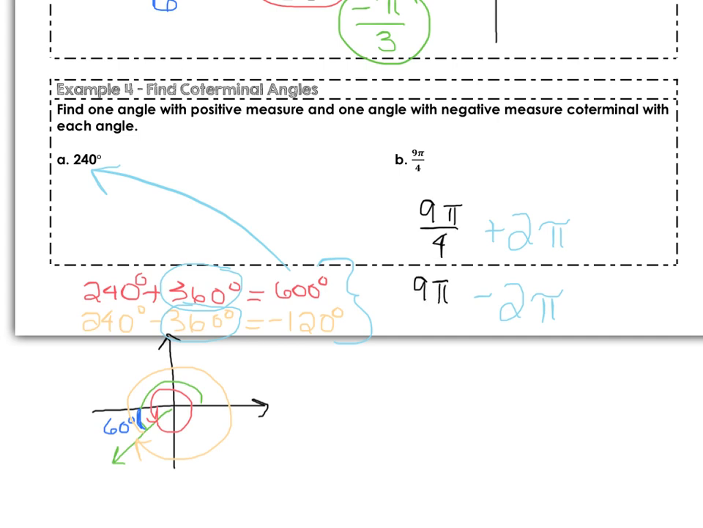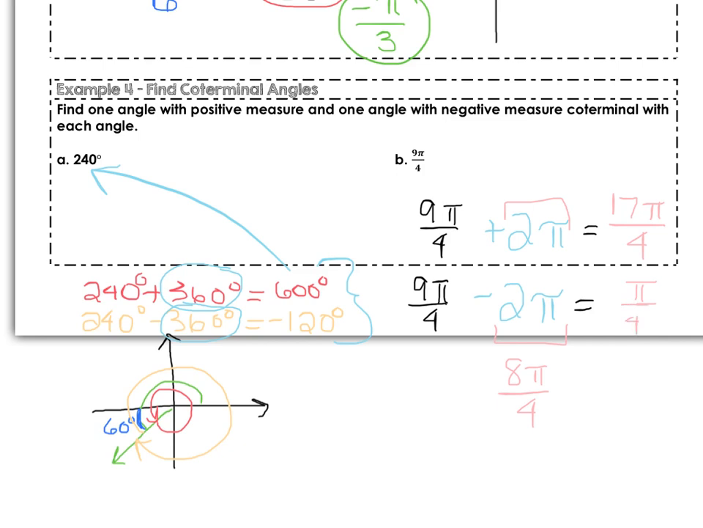So I need to find a coterminal angle that will share the same position via rotating around the circle either in a positive or a negative direction, okay? So it'd be helpful to get a common denominator here. So 2 pi can be represented as 8 pi over 4, okay? So let's first deal with our top problem. 9 pi over 4 plus 8 pi over 4 gets me 17 pi over 4. The next one, 9 pi over 4 minus 8 pi over 4, well, notice that got me pi over 4.